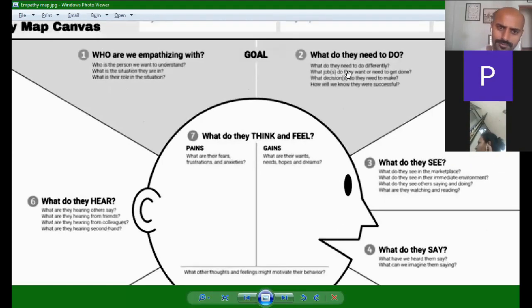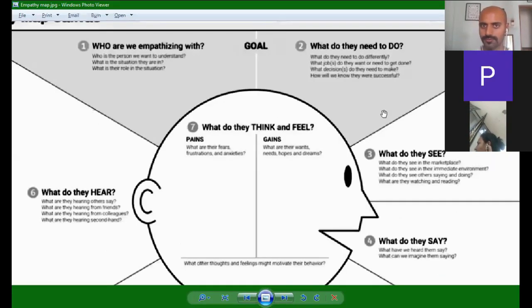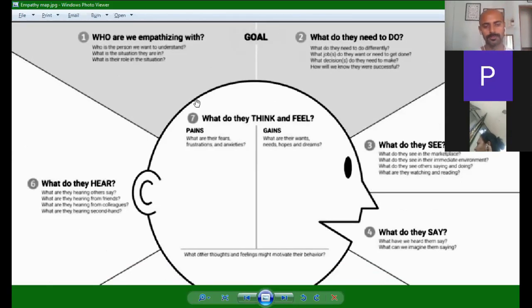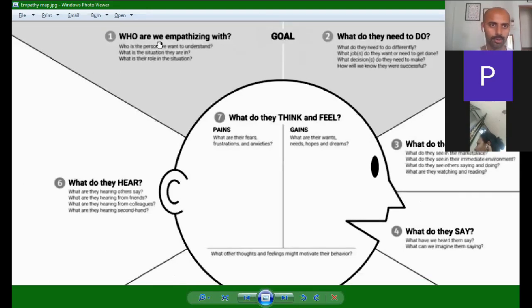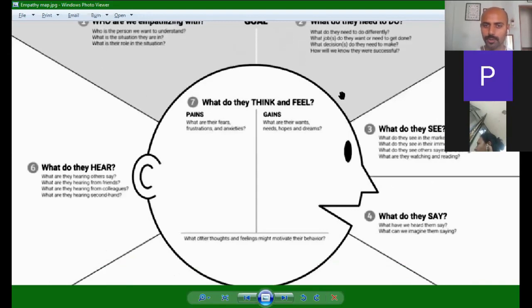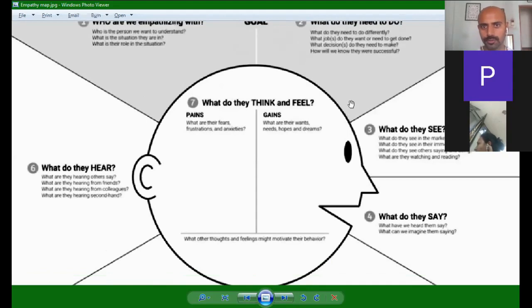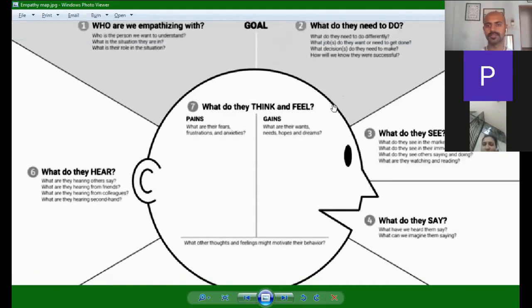So you have different questions about the different senses or the different actions or the different perspectives of a person. So if you take the mind, we have to think about who we are empathizing with, or who we are doing this for, the empathy map. Then you have another point where you see it from that person's point of view. Okay, considering the problem that the person is faced with, what do you think they need to do about it?